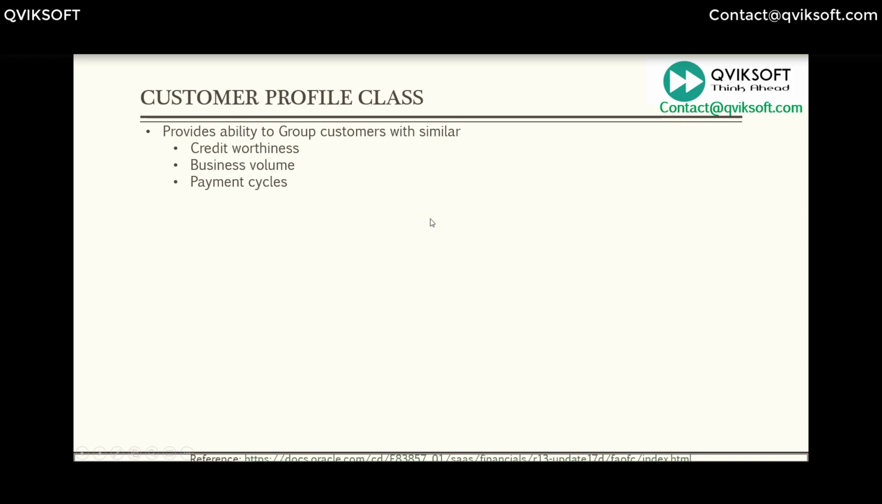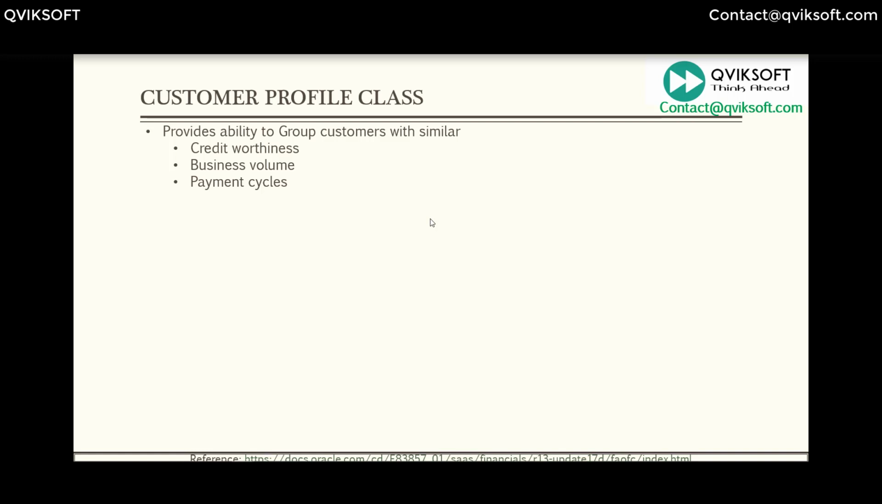So customer profile class gives you the ability to group customers with similar characteristics. The important thing is similar, because you're trying to group a variety of customers, so there has to be similarity which you want to group. It can be credit worthiness, how good the customer payment profile is, whether we can give credit to a customer up to a certain amount and whether they all fall in the same umbrella or not.